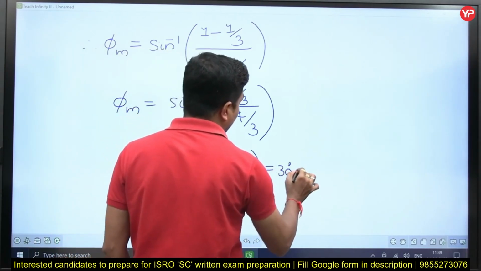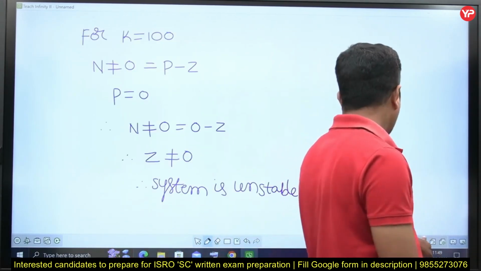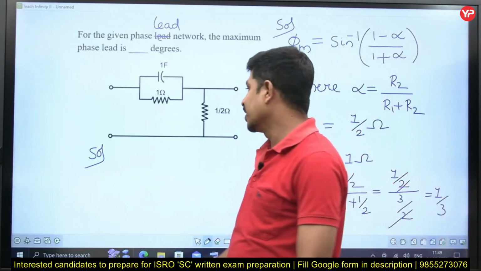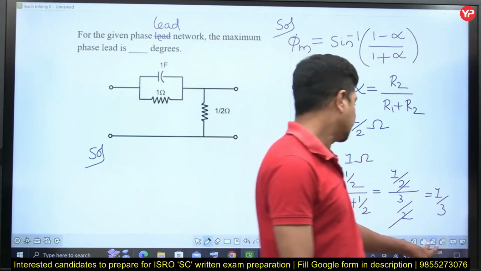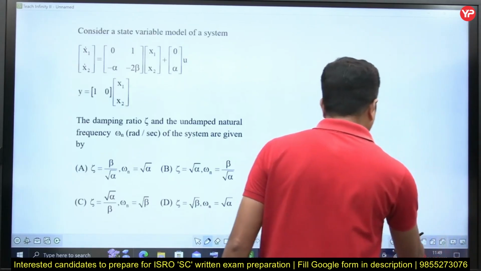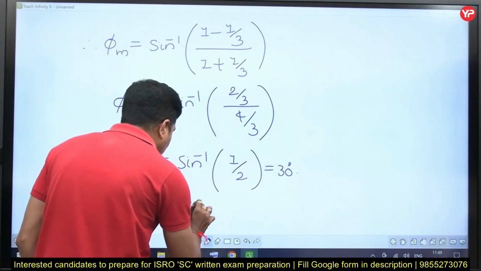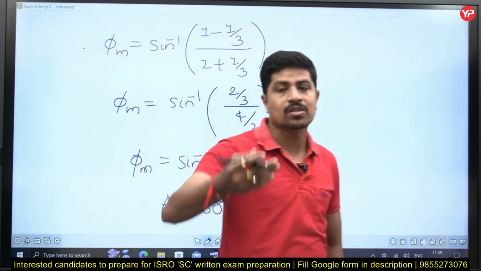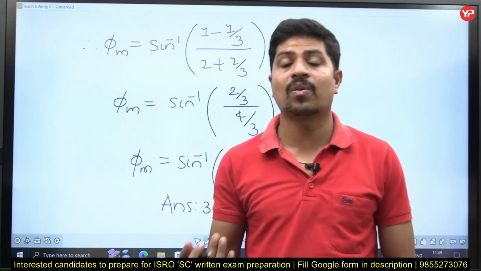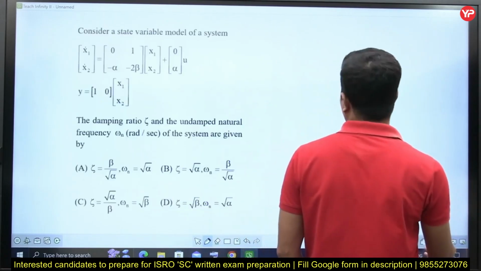that is equal to 30 degrees. The maximum phase angle this phase lead circuit can provide is 30 degrees. The answer is 30 degrees. You can download these questions as well as answers from our YourPedia website. All these soft copies are available, you can download.